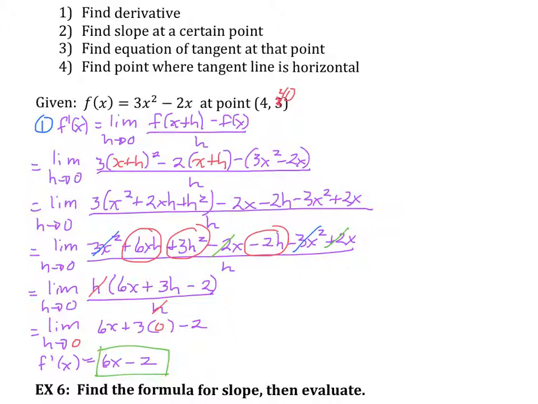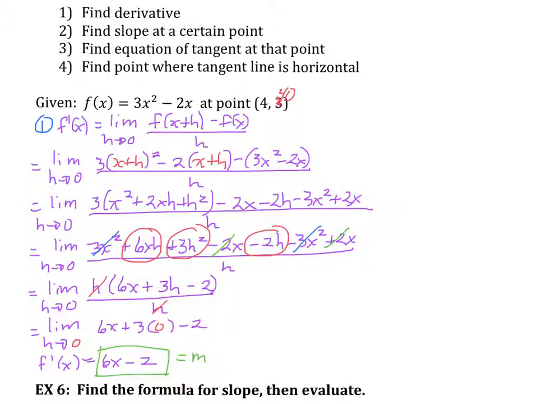And so that way your h's can cancel, and then you're left with just one h term. When you plug in that 0 for the h term, you're just left with a 6x minus 2. So what does that 6x minus 2 represent? This is slope. That's your general equation for slope.